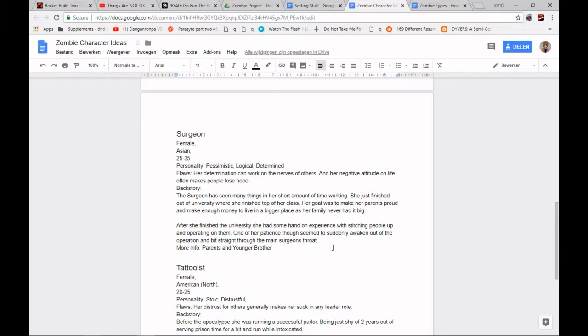After she finished the university course, she had... let's write down course here. She had some hands-on experience with stitching people up and operating on them. One of her patients, though, seemed to suddenly awaken out of the operation and bit straight through the main surgeon's throat. She has parents and a younger brother.